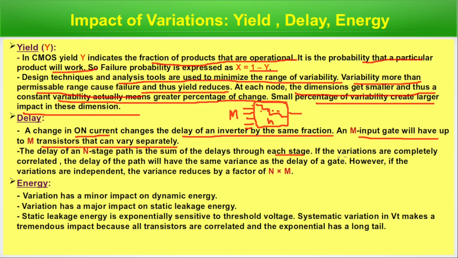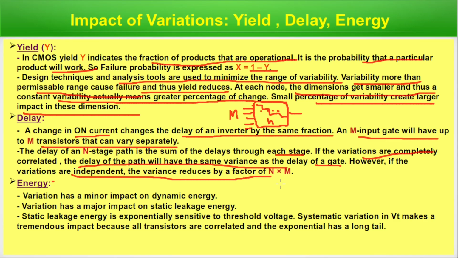Delay gets added. Now if the variations are completely correlated, the delay of the path will have the same variance as the delay of a gate. However, if the variations are independent, the variance is affected by a factor of N cross M. The number of inputs is higher, all of them are varying separately, the stages are N and delay is getting added. So altogether this variance becomes huge.